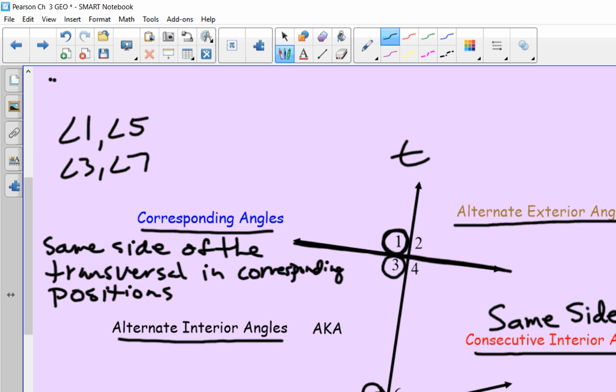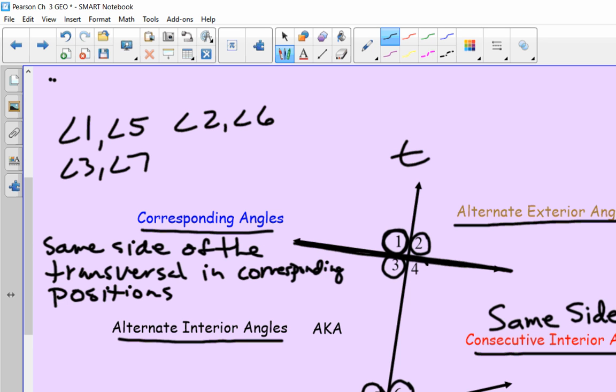Okay, and let's start with angle 2. Angle 2 is on the right-hand side of the transversal line. It's sitting on top of this line. So I'm looking for another angle that would sit on top of a line, and on the right-hand side. The only one that's doing that is 6. So angles 2 and 6 are corresponding angles. Okay. So I'm going to continue on.